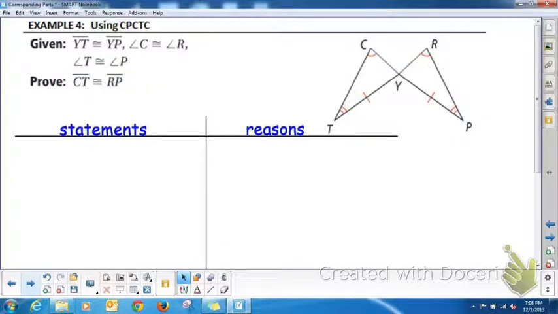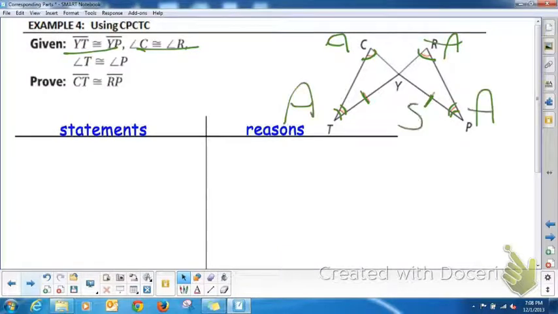So you know segment YT is congruent to segment YP. That's given. We also know angle C is congruent to angle R. It's given. And angle T is congruent to angle P. Are these two triangles congruent? We have angle, angle, side. You could have gone on to say that you know this by the third angle theorem or by vertical angles, and you could have done angle, side, angle if you wanted to. But you didn't have to. We were given enough information to prove these two triangles are congruent. And if you can prove them congruent, then you can prove that the corresponding parts of the congruent triangles are congruent.